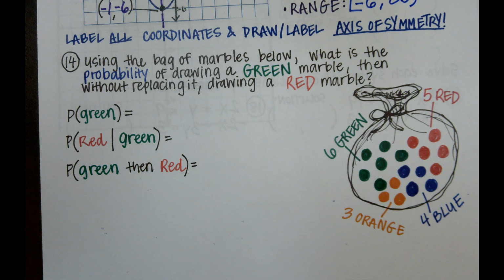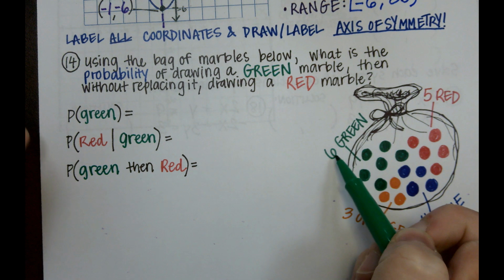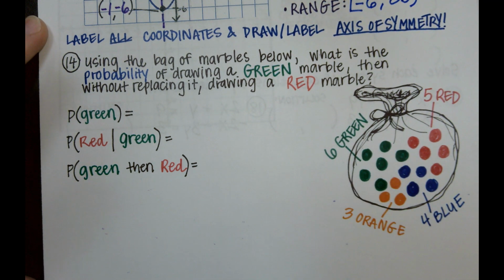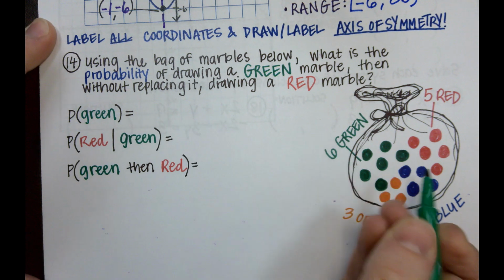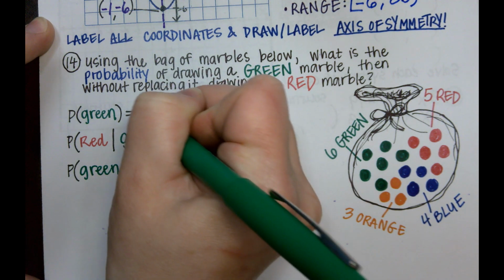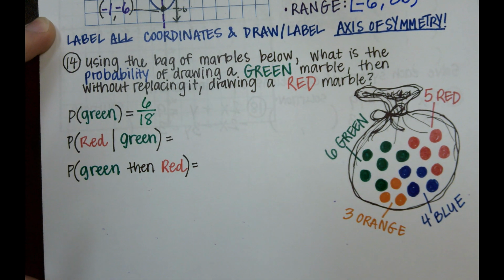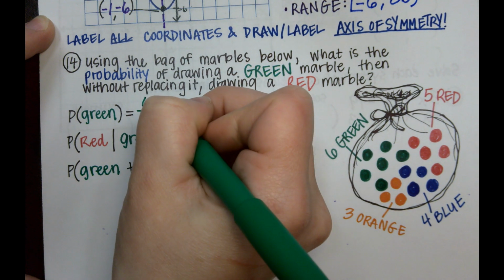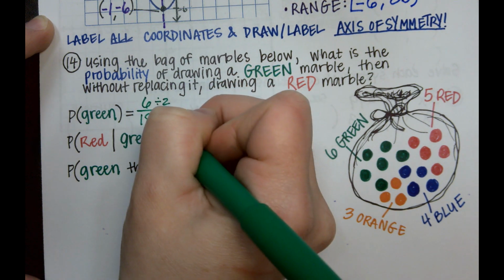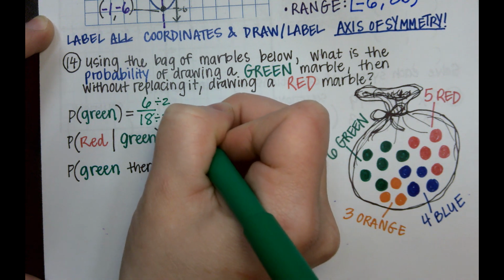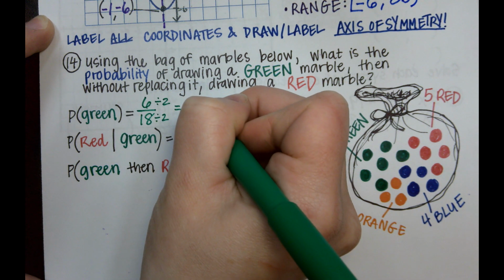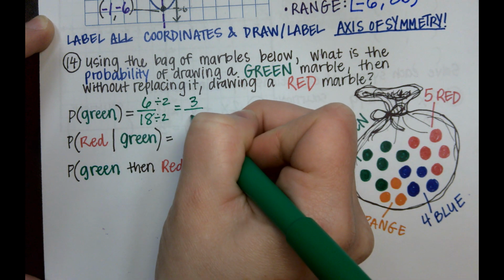Okay, Star, you had your hand up. That was what I was just going to answer. Perfect. Okay, so there's 6 green, and you said there's 18 total, right? So the probability of drawing a green on the first go would be 6 out of 18. Could we simplify this? Yes. Over 9. Yes, so we'll divide this by 2, maybe? And 6 divided by 2 is 3. 18 divided by 2 is 9.